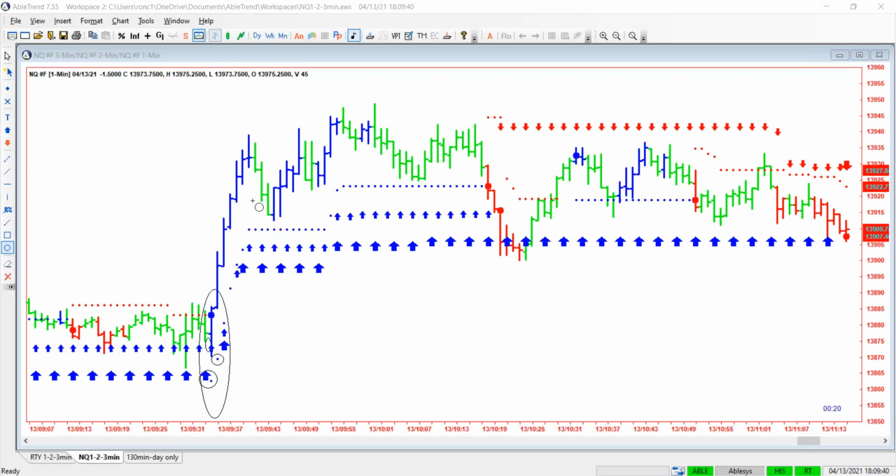2 green bars, we put a stop loss 2 points below the lower of the 2 green bars, and a minute later we're stopped out. First trade of the day, pretty sweet. We picked up 35 points.